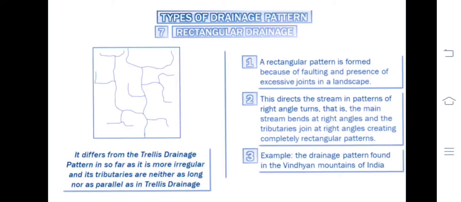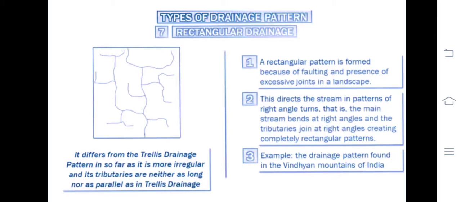Now we have the rectangular drainage pattern. You can see it on the map. It differs from the trellis drainage pattern insofar as it is more irregular, not regular. Its tributaries are neither as long nor as parallel. Not long, not parallel. It resembles a rectangular structure, not too much rectangular, but somehow it can be related to a rectangular structure.